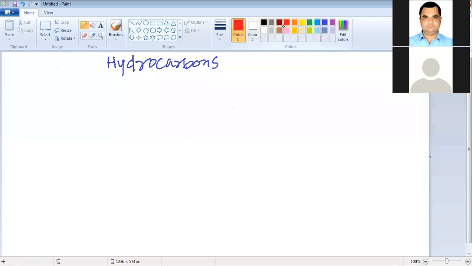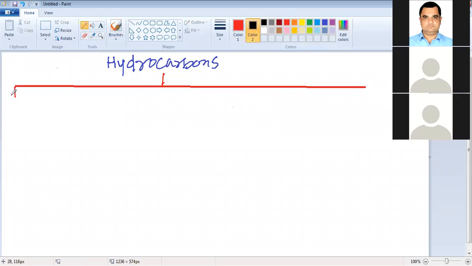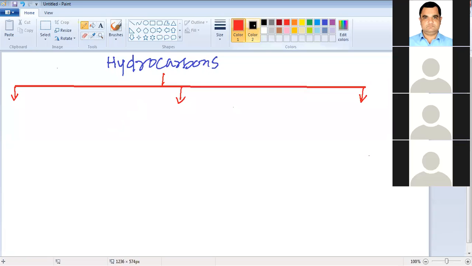These hydrocarbon compounds are of three types, my dear students. What are those three types of hydrocarbon? Can you tell me? Students, can you tell me the three types of hydrocarbons? We studied it just yesterday. Will you please tell me what the various types of hydrocarbons are? Alkane, alkene, alkyne. Very good. The various types of hydrocarbon that are possible are alkanes, alkenes and alkynes.